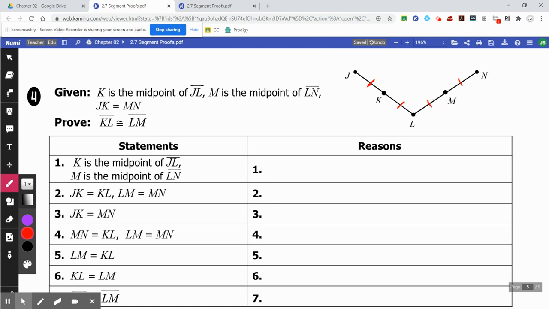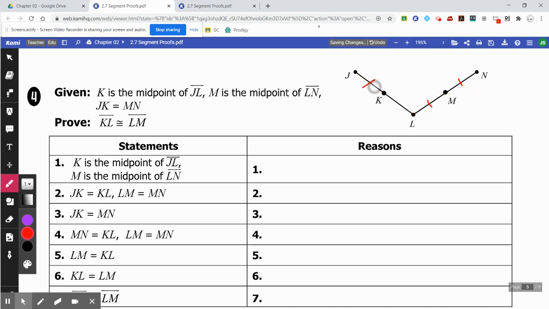So what are we trying to prove? That KL and LM are congruent, or the same as well. So we've kind of gone through the steps there, and we kind of see how we're going to do that. We're probably going to have to use some substitution there, because let's see, these are the same, and these are the same, which means that these are the same. So probably a little bit of transitive property.